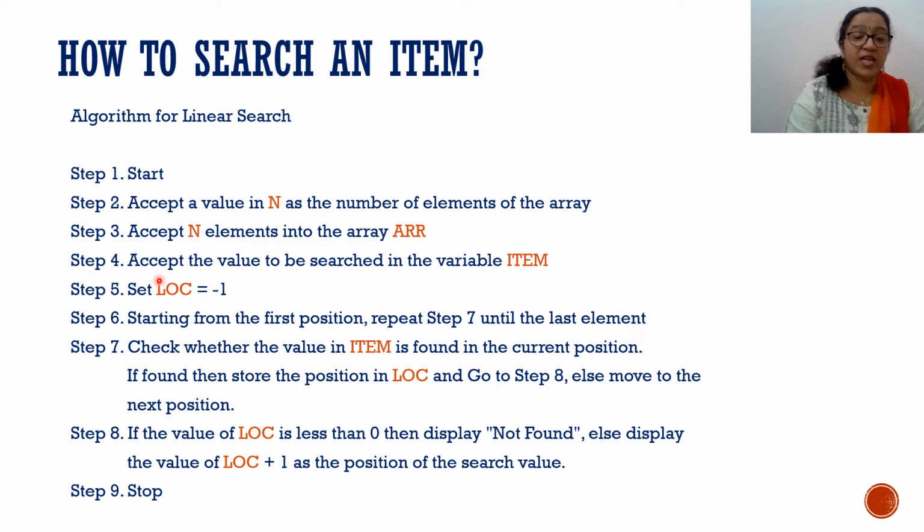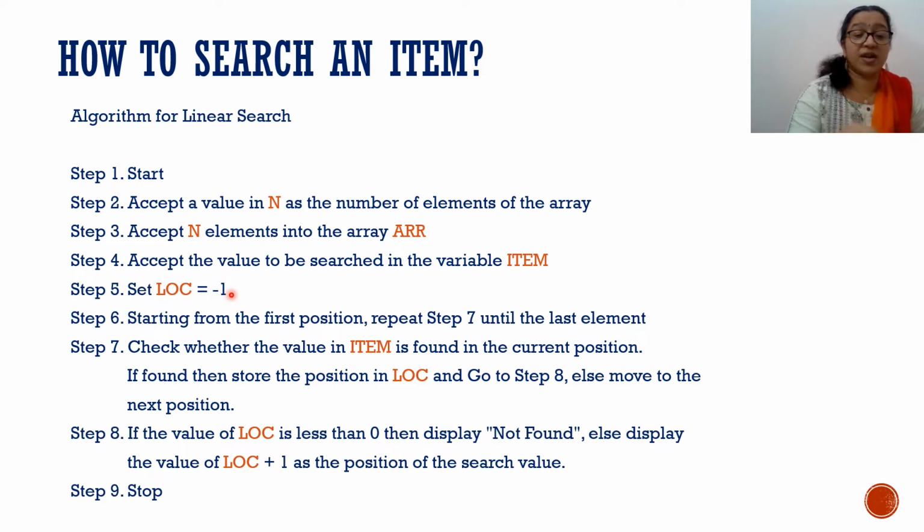And one more variable, see step 5, set location LOC. One variable declared, and we are assigning -1. LOC is equal to -1. That means now the location value is -1, which is less than 0. The array index number, the position number, starts from 0 onwards. So less than 0 means the location is null now. Nothing is there. It's not pointing at anything. That is -1, less than 0.